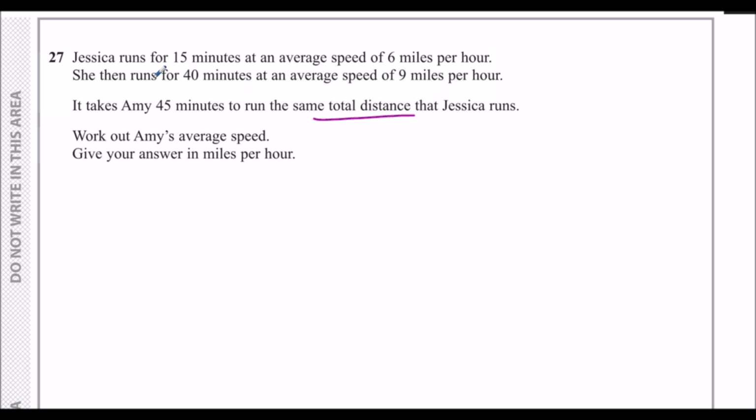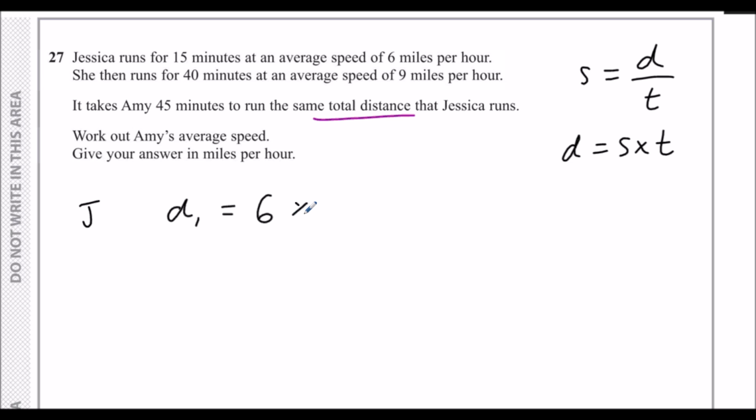So we need to use the information from Jessica to work out the distance, and then we can work out Amy's speed. So we're using speed equals distance over time. If I'm working out distance, it's going to be speed times time. So for Jessica, 15 minutes at 6 miles per hour. So her first distance is a speed of 6 and a time.